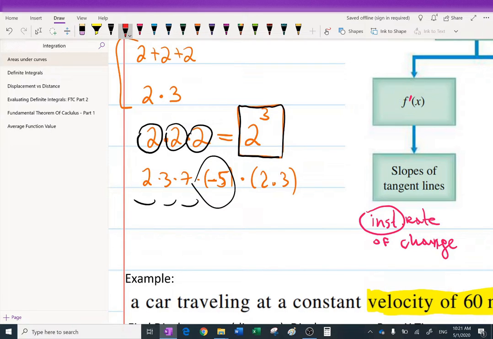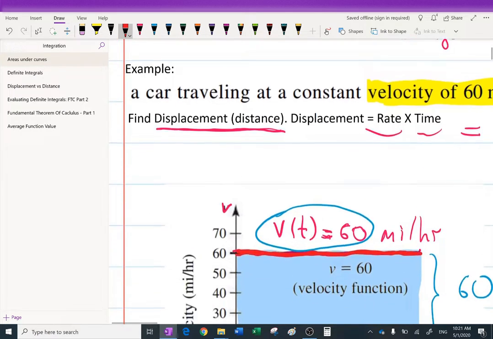But what if they're not the same? What if it's 2 times 3 times 7 times -5 times 2.3? What is the shortcut going to be for that? Integration will be a shortcut for that.